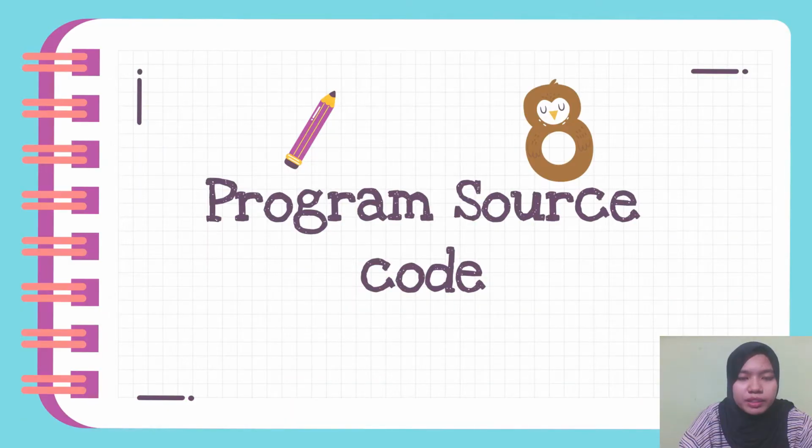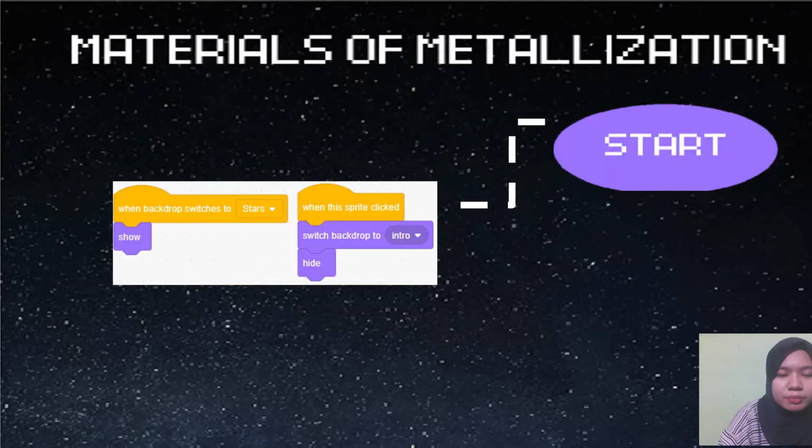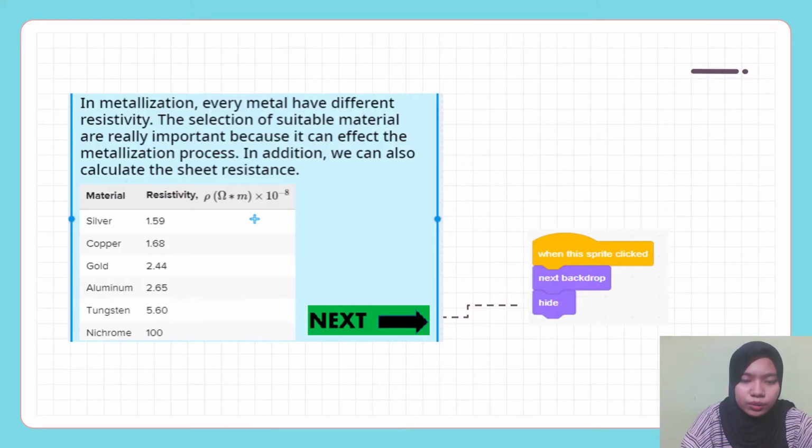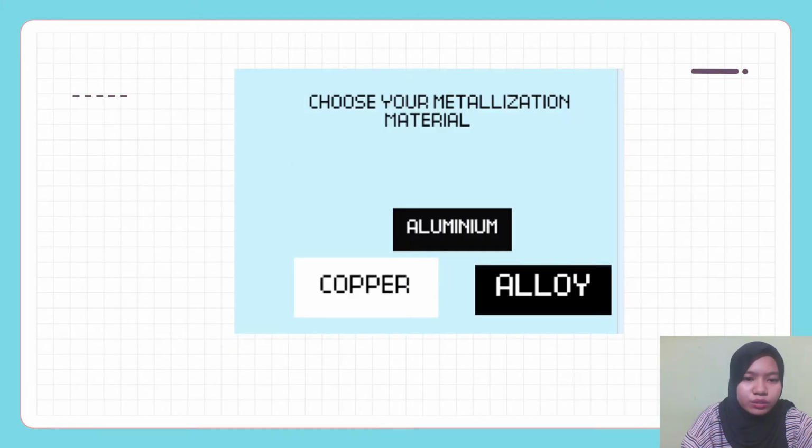Next, we will explain about the program source code. When the sprite push button is clicked, the backdrop will switch to intro and the push button will hide. When the backdrop switches to intro, the user can read this table and click the next button to switch to the next backdrop. When the backdrop switches to blue sky 2, the aluminium, copper and alloy sprites will show. The next process is chosen by the user, which sprite they want to click.